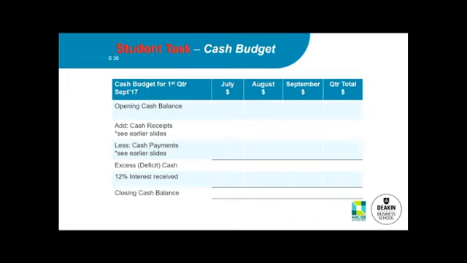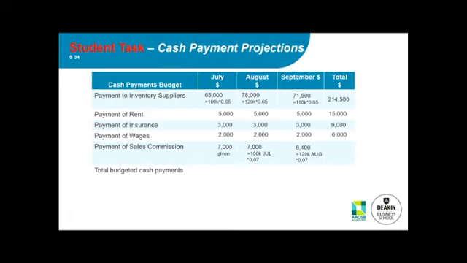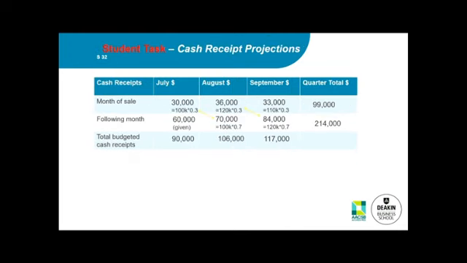What is our opening cash balance? July, 5,000, given to us in the question. Does anybody remember cash receipts for July? We did it a couple of slides ago. How much was our total projected cash receipt for the month of July? So let's go back and have a look. 90,000, right? 90,000 is the total budgeted cash receipts for the month of July.